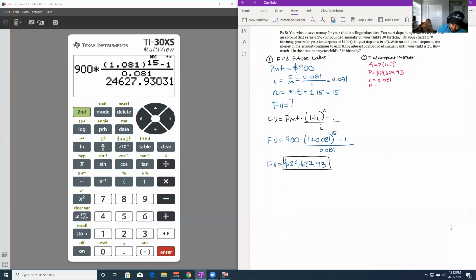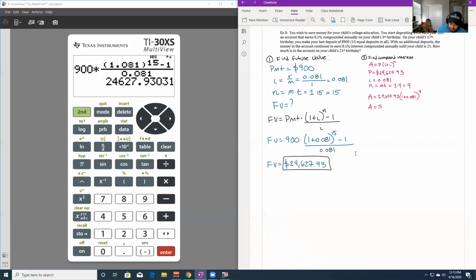And then N, that's going to change because, well, first, remember, it's m times t, which means we're still compounding annually, but now the only years left are from the child's 17th birthday to their 21st. So that is 4 years. Okay, there you go. You have all the pieces, so let's plug them in to compound interest. A equals 24,627.93 times 1 plus 0.081 raised to the n, which is just 4.